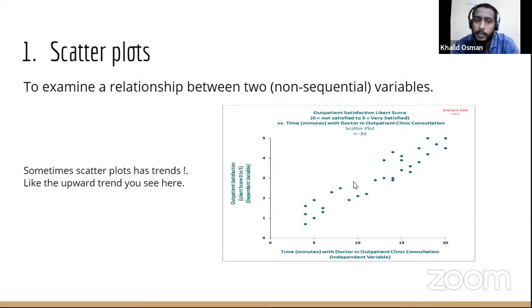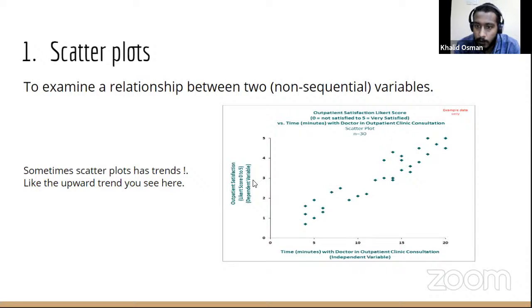So this is an example of a scatter plot. Here on this axis, we have outpatient satisfaction, and here we have time in minutes with doctor in outpatient clinic consultation. The moment you look at this graph, you will see that there is an upward trend, which means an association between the time with the doctor and the patient's satisfaction.